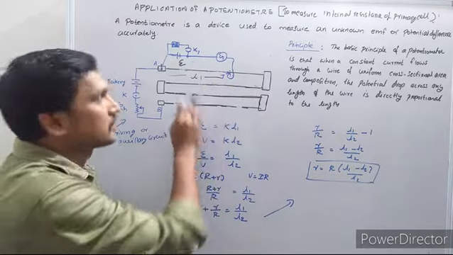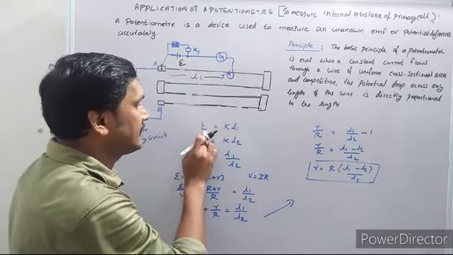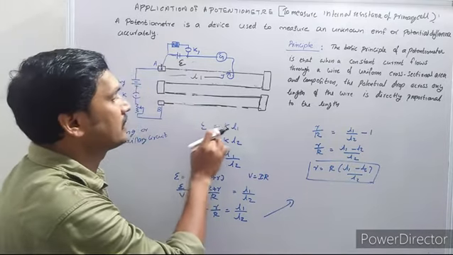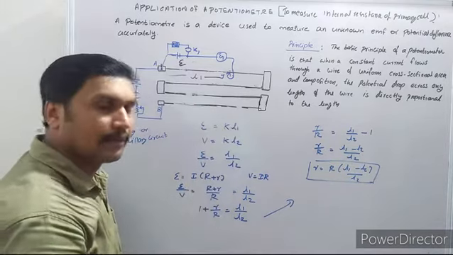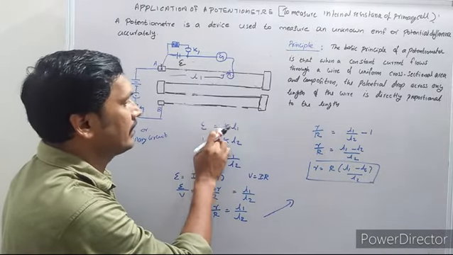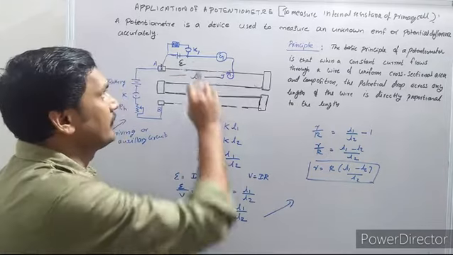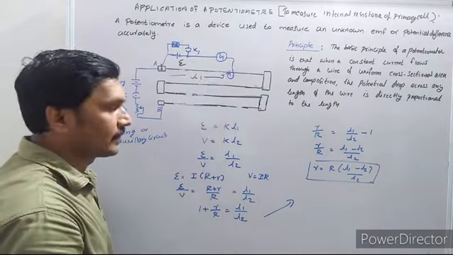Why EMF? Because no current is drawn from the cell. So actually, the EMF of the cell E, by the principle of potentiometer, we can write as E is equal to K into L1, where L1 is the balancing length when no key is inserted here.